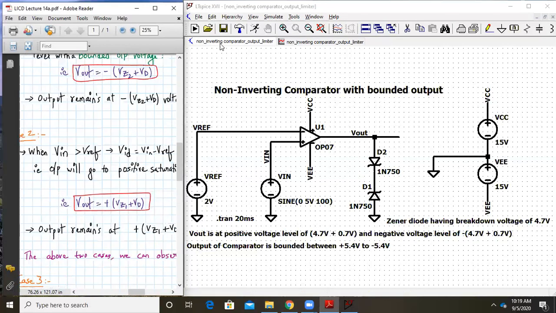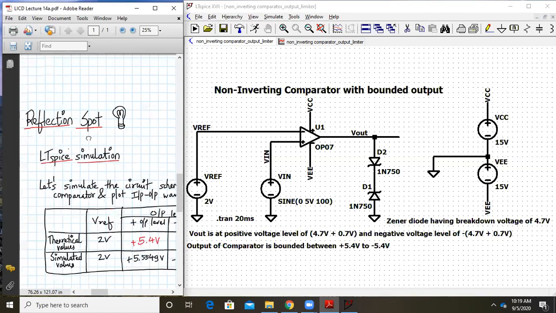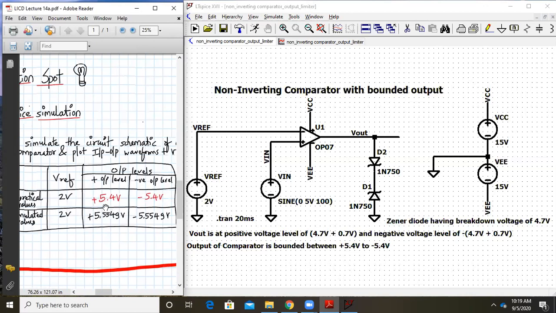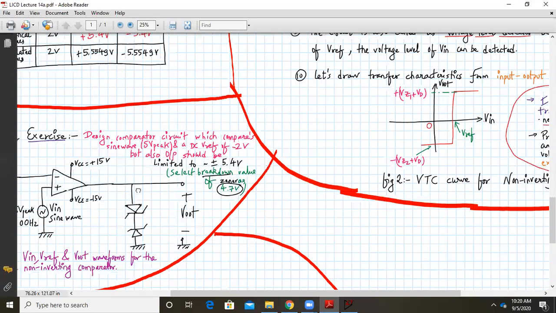Let me come back with the observation table over here. Okay, so these are the values which we are getting, the theoretical and simulated values. The output level is supposed to be 5.4 and minus 5.4, and in simulated values we are getting plus 5.549 volts and minus 5.55. The small difference is there because the exact diode voltage is not exactly 0.7. It's slightly greater than this, as per the Zener diode forward voltage. Okay, so next we will come to the live exercise.